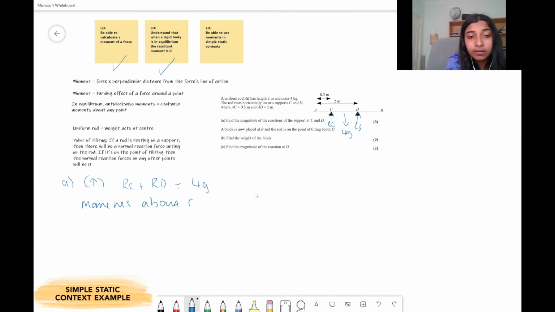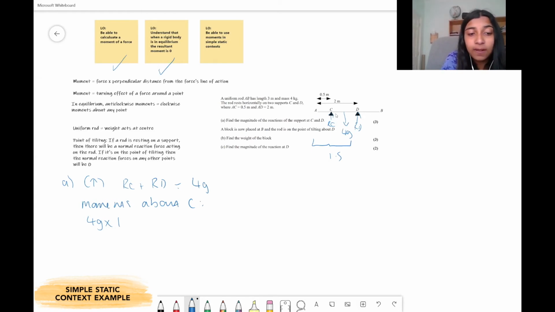So, because again we know that our rod is just resting, that means our clockwise moments are going to equal our anticlockwise moments. If we start with our clockwise moments, which would be from our weight, 4G, our force is just 4G times our perpendicular distance. Because we know it's a uniform rod, this weight is acting at the centre, so from A to 4G that will be 1.5. So from C to our weight 4G, that would just be equal to 1.